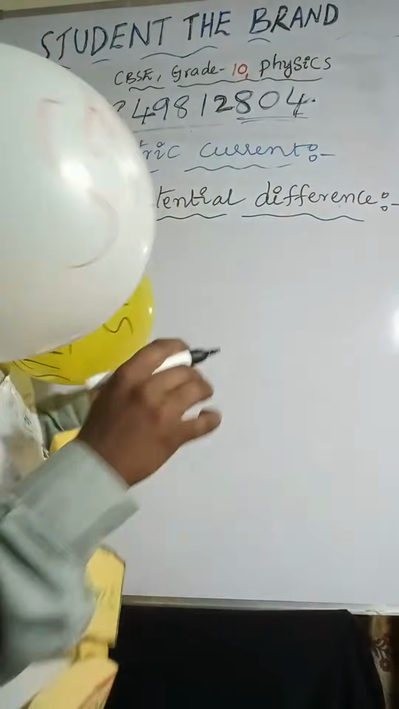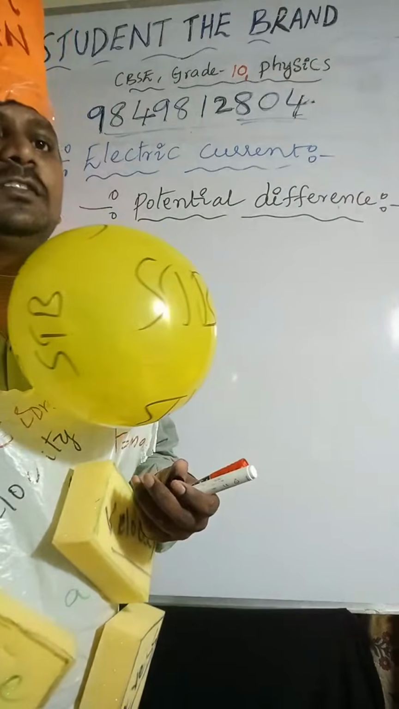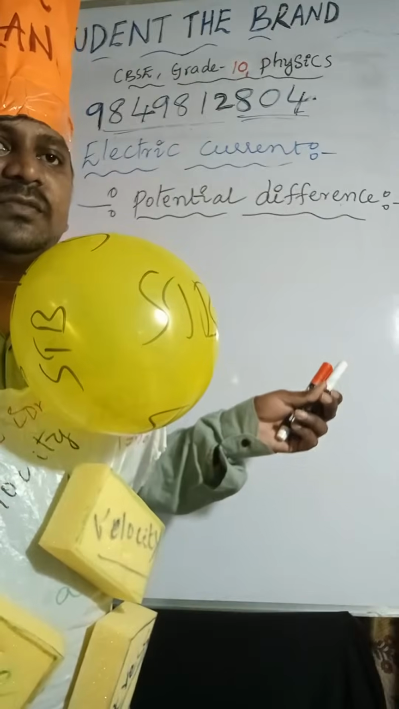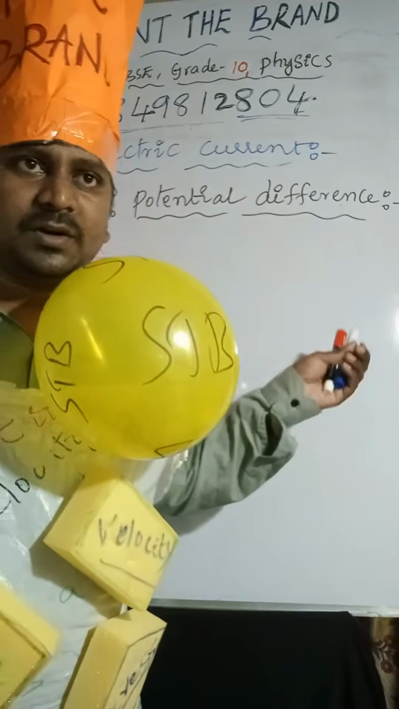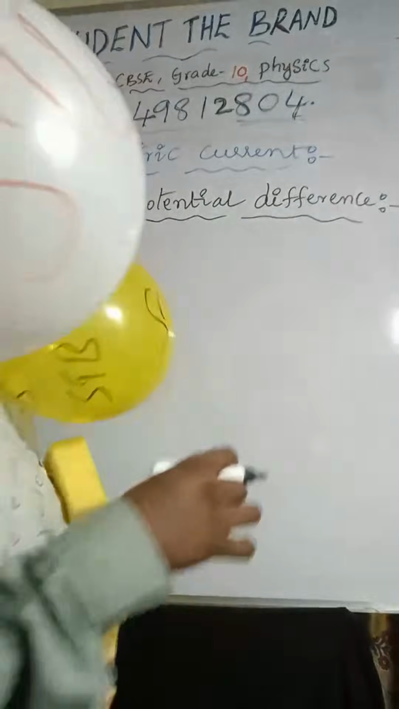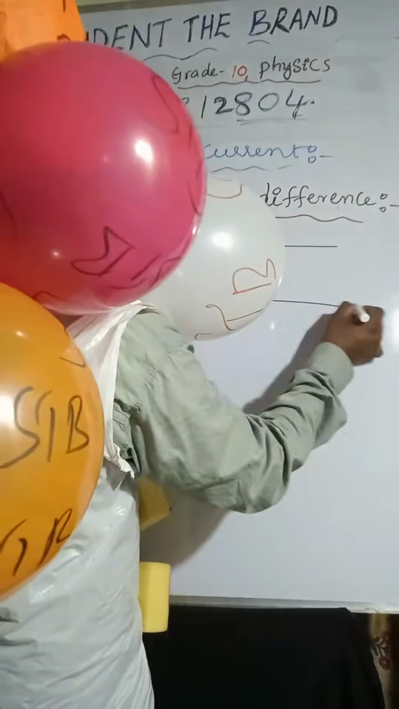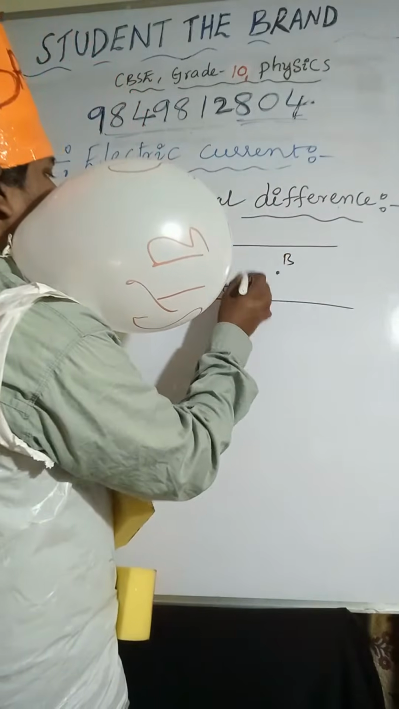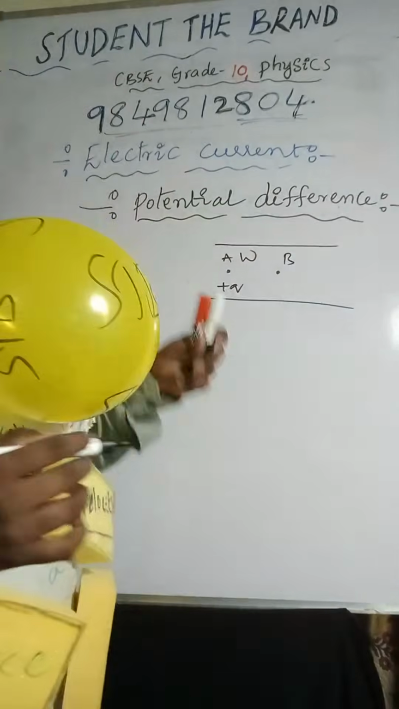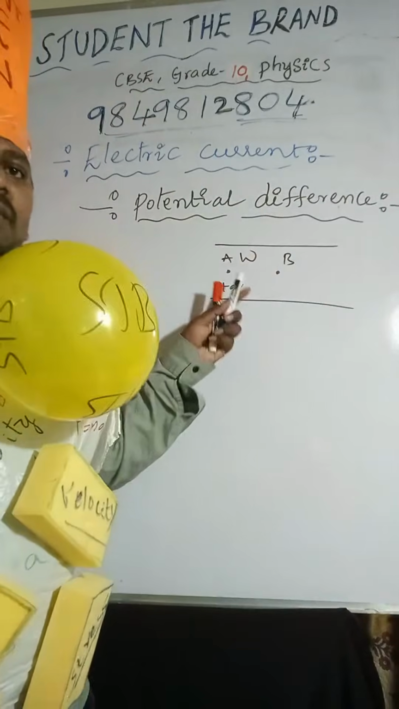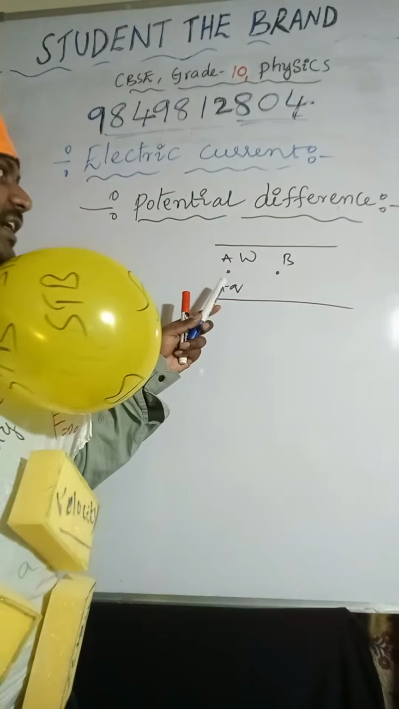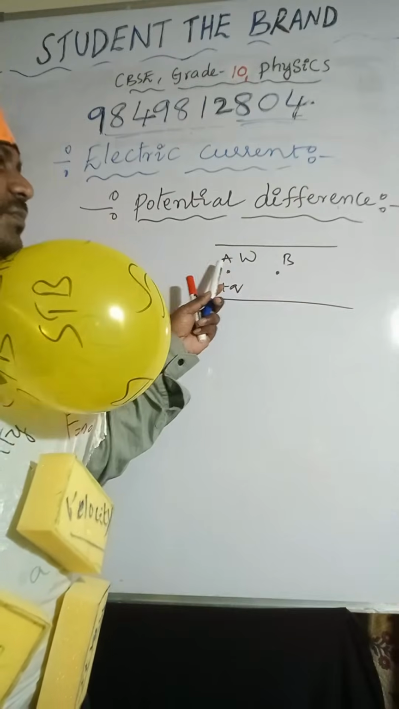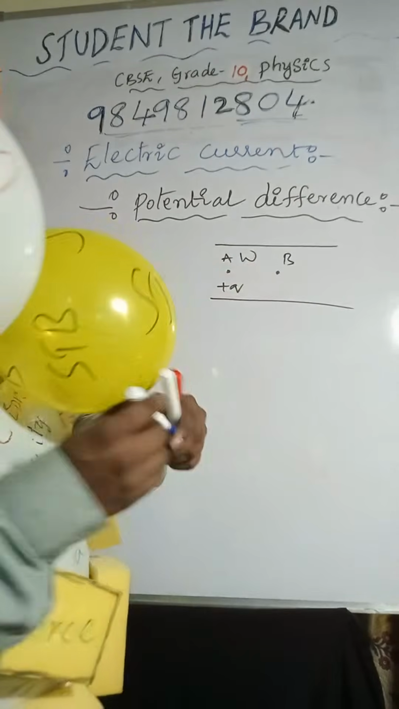Potential difference is nothing but the work done to bring unit positive charge from one point to another point within the conductor. So there is a positive charge, and these two points. We are doing some work to bring unit positive charge from point A to point B. That is called a potential difference.